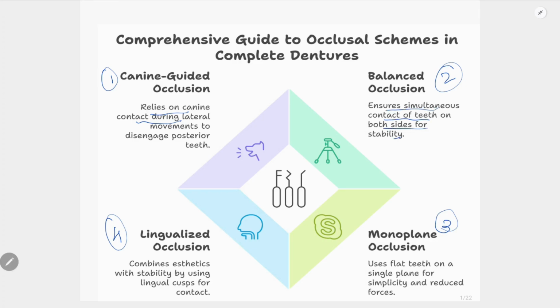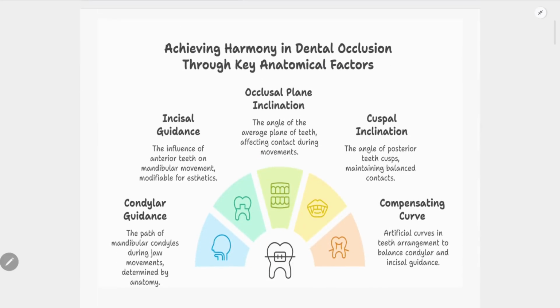Monoplane, as the name suggests, plane. It uses flat teeth on a single plane for simplicity and reduced forces. Fourth is the lingualized occlusion. It combines the aesthetics with stability by using lingual cusp for contact. So these four are very easy. Canine guided relies on canine. Balanced occlusion ensures simultaneous contact of teeth on both the sides. Monoplane uses flat teeth. Lingualized occlusion uses the lingual cusps for contact.